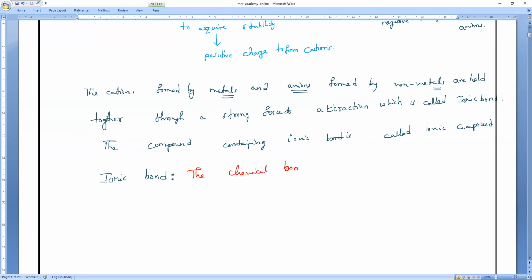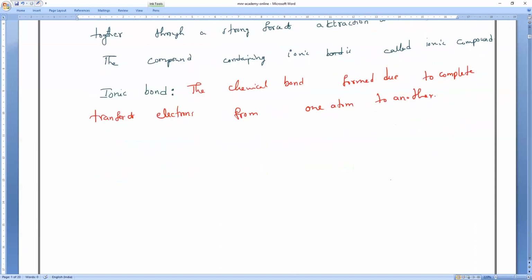The chemical bond formed due to complete transfer of electrons from one atom to another atom. So that is what you have to remember.